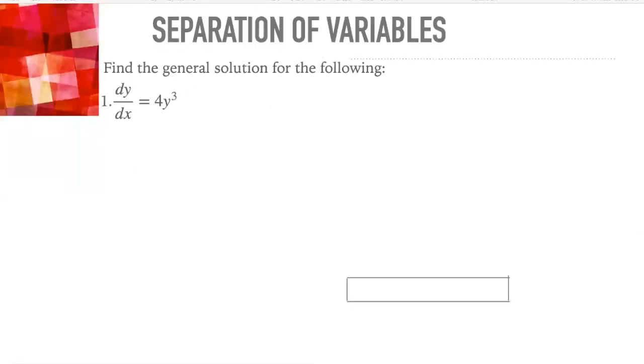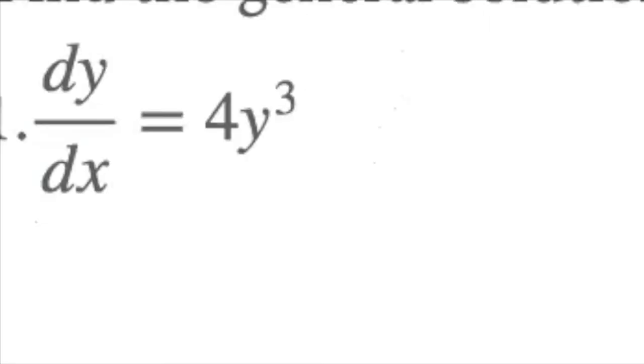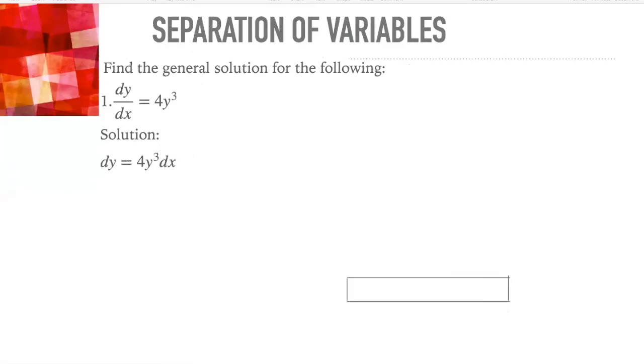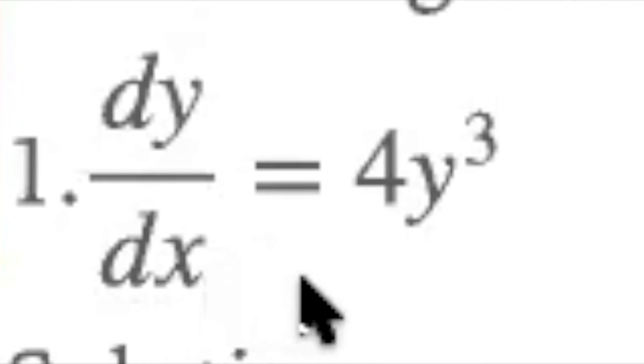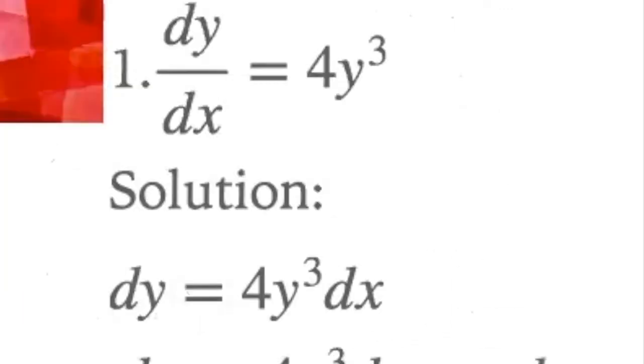Let's look at an example. Here we have dy over dx equals 4y cubed. We have to separate this differential equation. So let's look at the solution. If you realize, the first thing, cross multiply to carry it over to the right hand side, we arrive at dy equals 4y cubed dx.